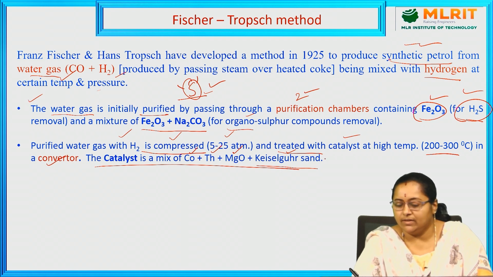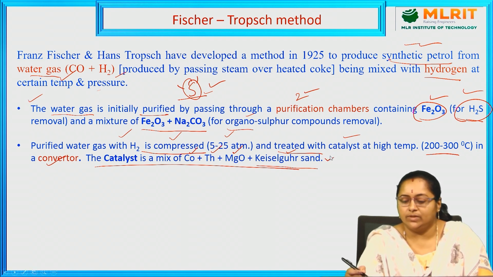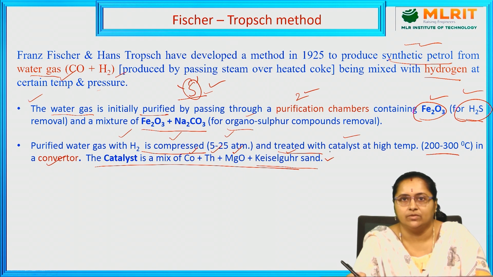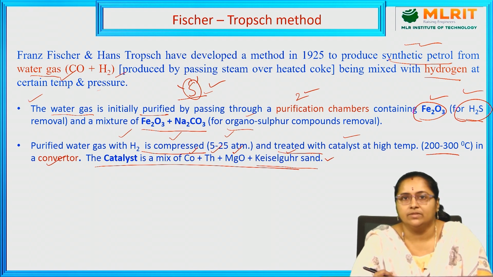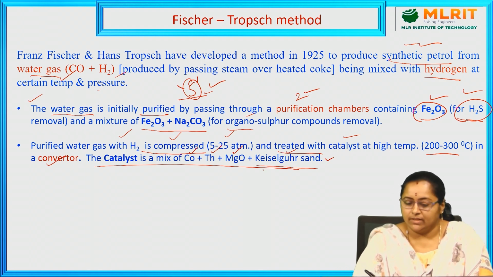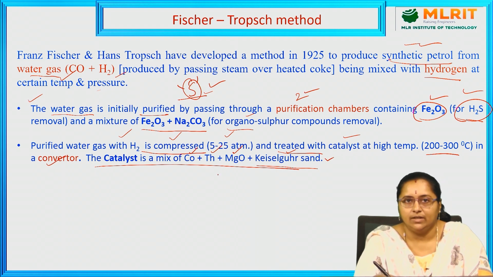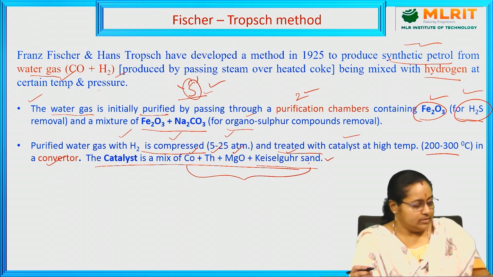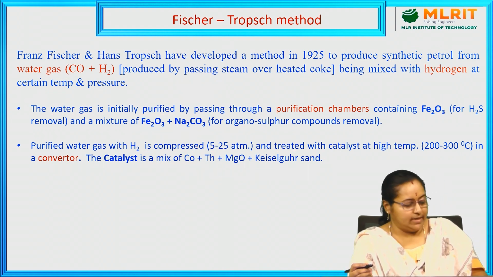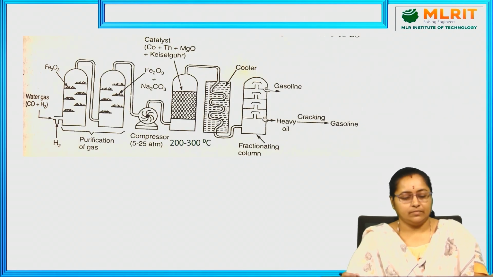We can notice its formation. It is produced on sedimentary rocks, due to fallen, dried leaves of unicellular aquatic plants. As a result, this Kieselguhr sand is produced on the surface of sedimentary rocks, and it is mixed with magnesium oxide, thorium and then cobalt. The mixture of all these things we are going to use as a catalyst. So this is the overall view. Let us directly go to the process.